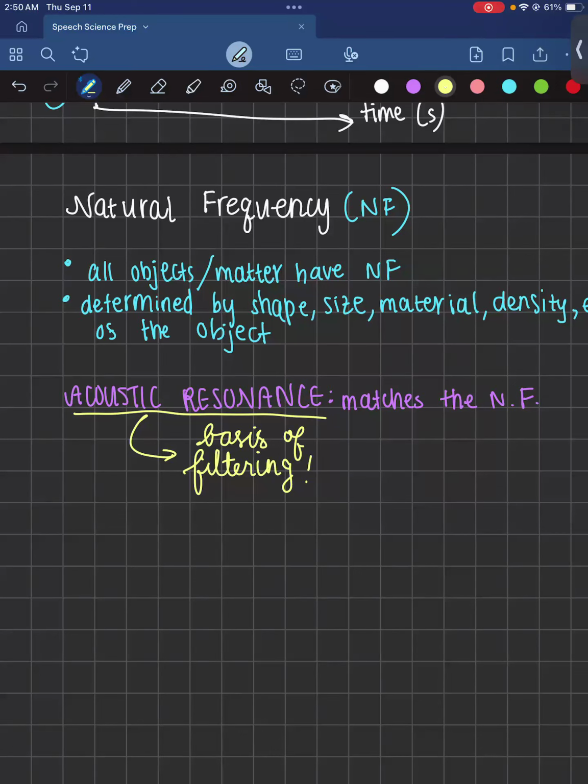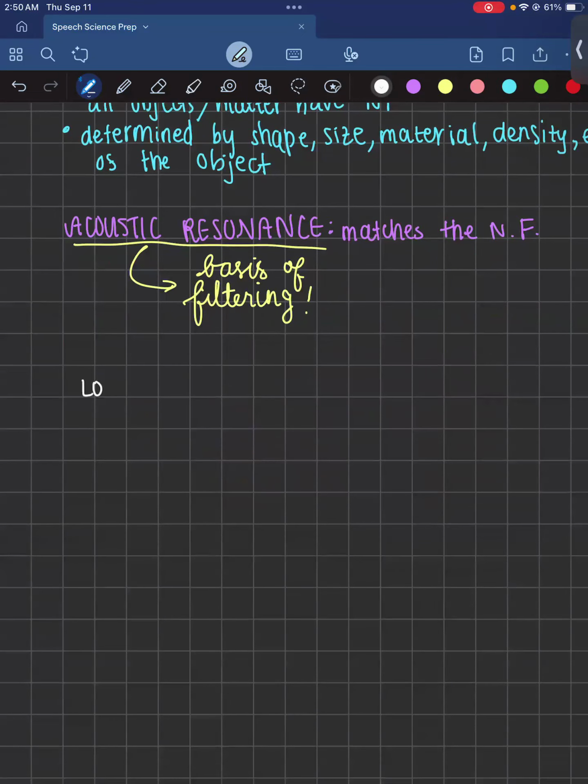And then, speaking on this note of filtering, I'm just gonna briefly go over the different types of filters. So there's low pass, there's high pass, band pass, and band stop.